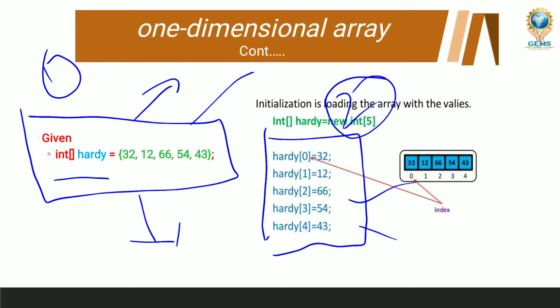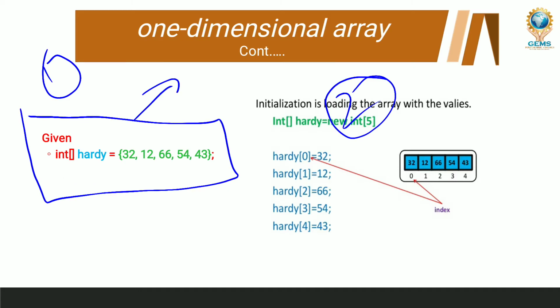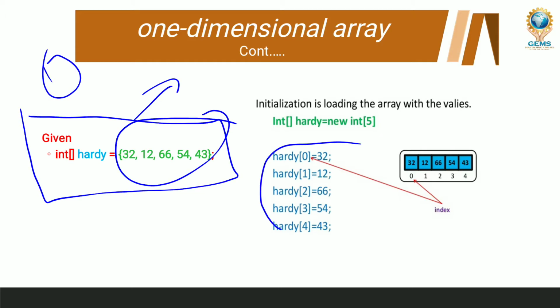Students, I hope that you are understanding clearly. Two ways are there to assign the elements here. Assignment is nothing but assigning values to the array. So here we are assigning 5 values, and here the same values are assigned in a different way. This process is correct, and this process is also correct. So we are using two different ways of assigning elements to the array.